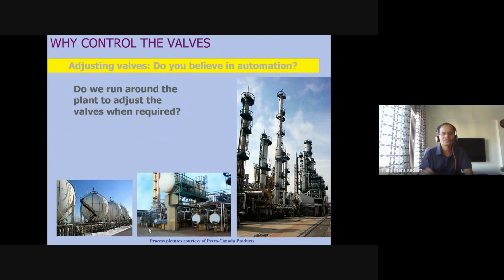So see the picture of industry refineries. These are the storage tanks that are called spheres, Horton spheres, where you can store your chemicals, gases, even ammonia is stored here. These are also vessels here. So adjusting valves. Do you believe in automation? Do we run around the plant to adjust the valves when required? So there are automatic controls, yes, we can automatically control the valve operation.